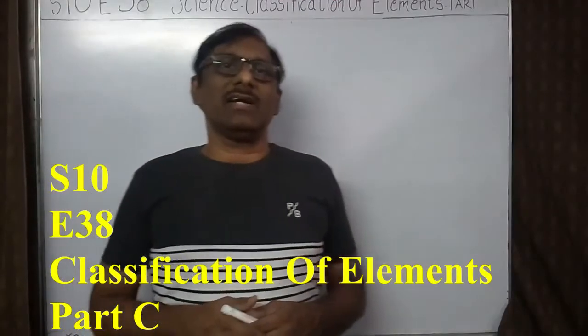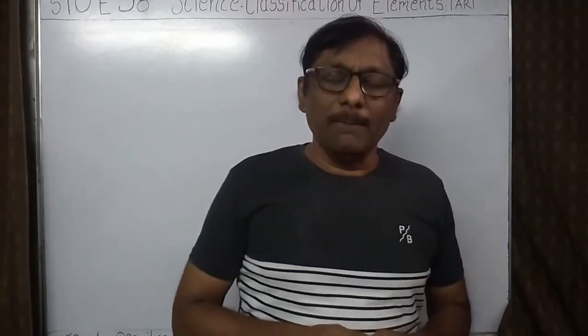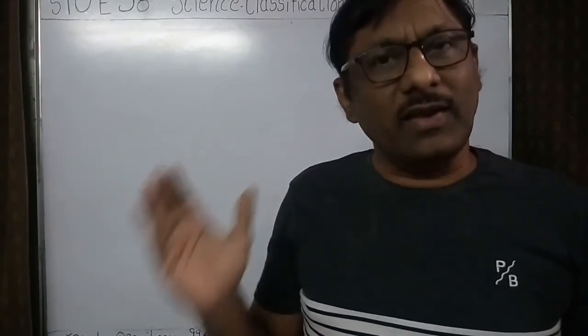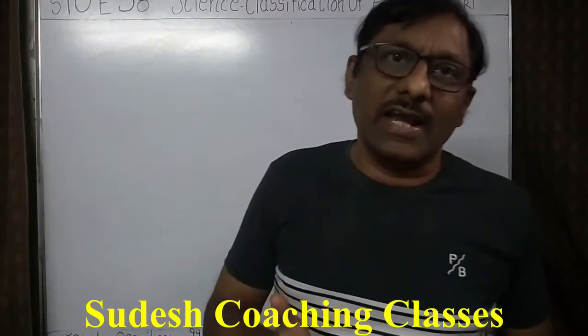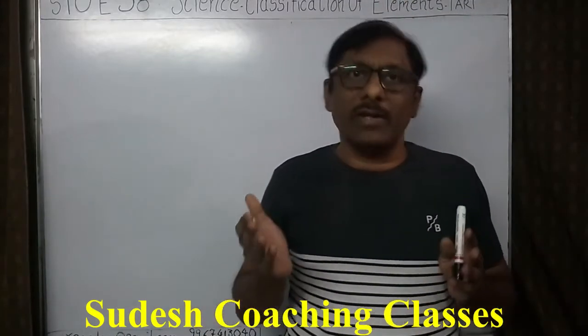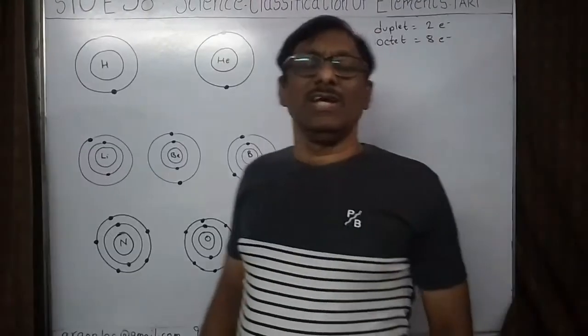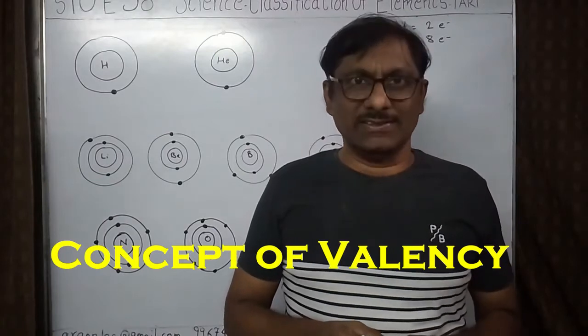So students, we have come to the final part, that is the modern periodic table, right? But before going to the modern periodic table, we have to understand the concept of valency. What is valency and how is it determined? Because that will lead us to further understand the characteristics of the modern periodic table as we go from left to right and top to bottom. So here we are going to understand the concept of valency.